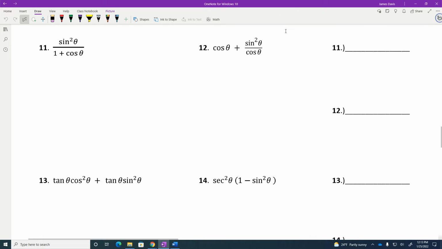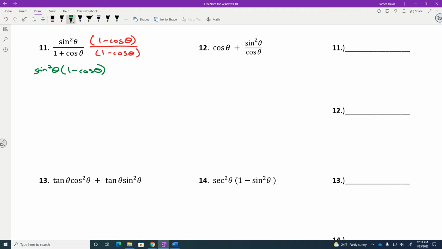All right. So the first one that was up there was number 11. And number 11, I wrote a little hint up there for you to help. You will not have one this hard on the actual quiz, but let's go ahead and write this out. So you're supposed to multiply by 1 minus cosine over 1 minus cosine. What happens when you do this, the top we're actually just going to leave as is right now. Sine squared theta times 1 minus cosine theta. And you'll see why in a second.